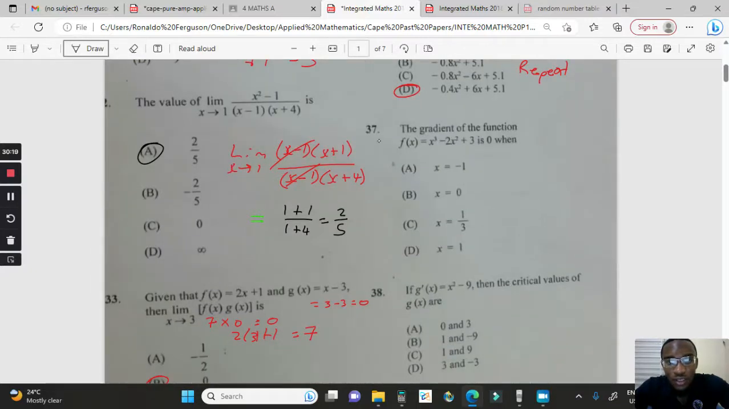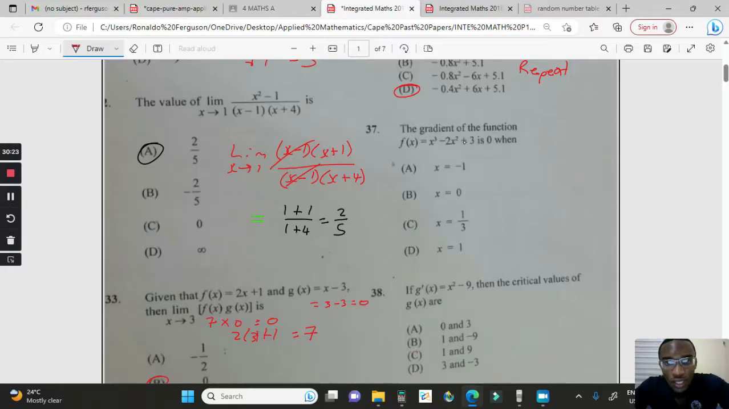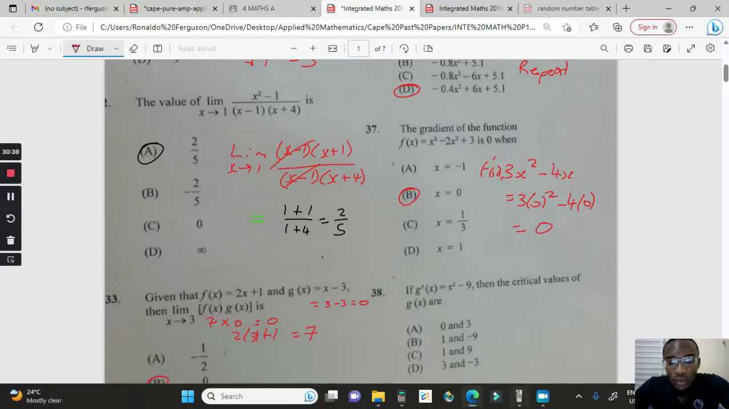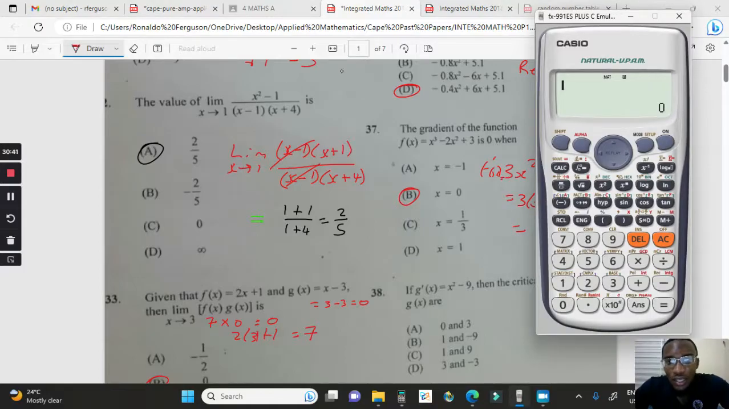Question 37, the gradient of this function. So the gradient of this function, we differentiate first to get 3x squared minus 4x, that's the derivative. And then they say at 0, so plug in 0 now: 3 times 0 squared minus 4 times 0 equals 0. So that's B. The next way you could do it is you take out a calculator.